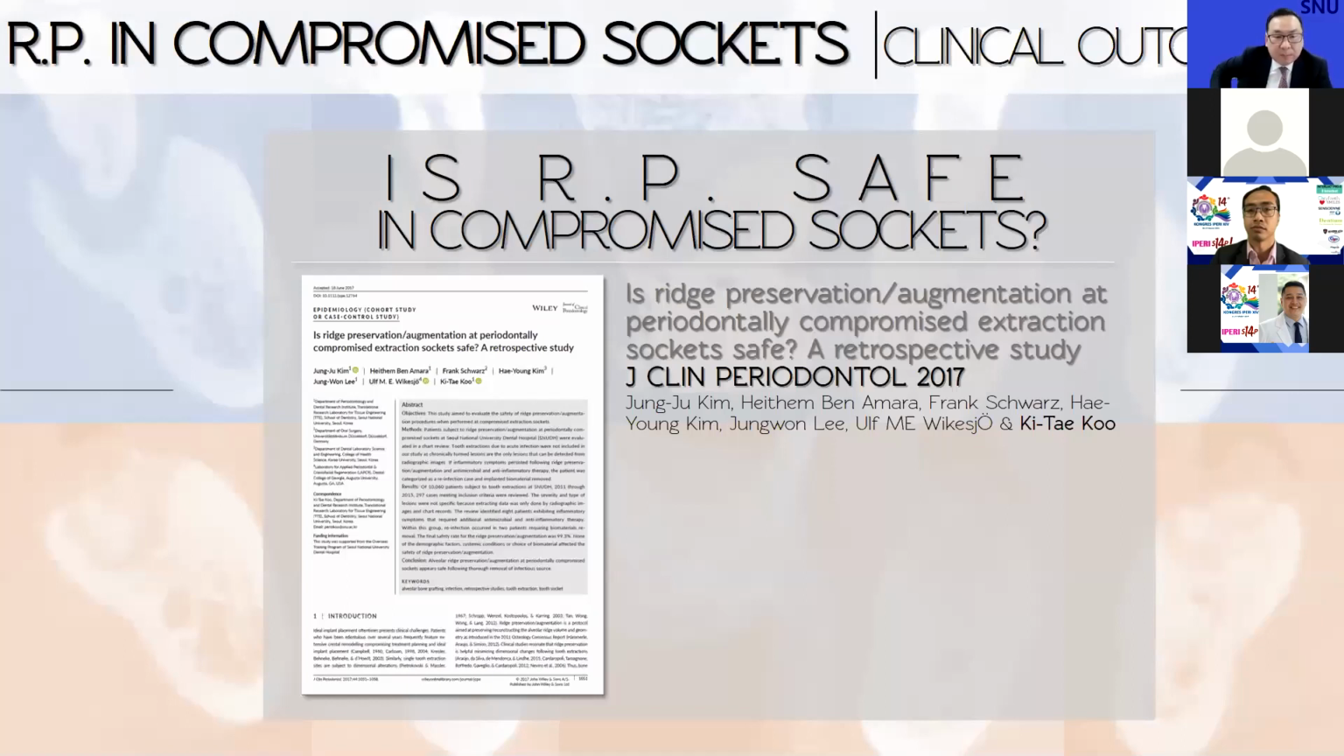In case some of you may ask me if it's safe to do ridge preservation immediately following extraction, our answer is yes, and we use our study as a reference. This is a paper that was published in 2017 in JCP. And then we go back to look at the data.